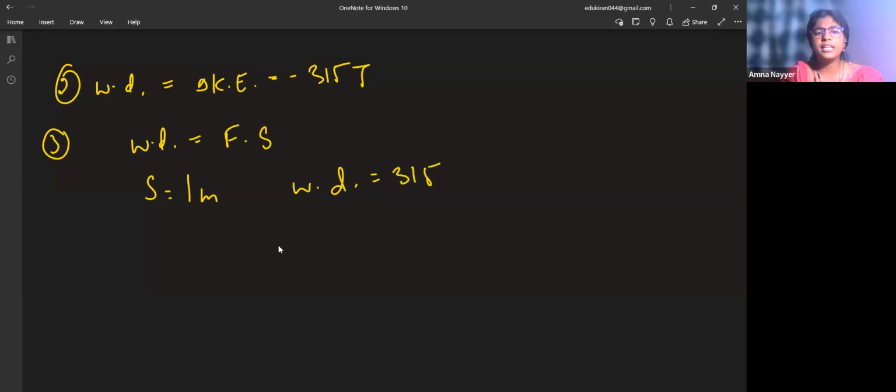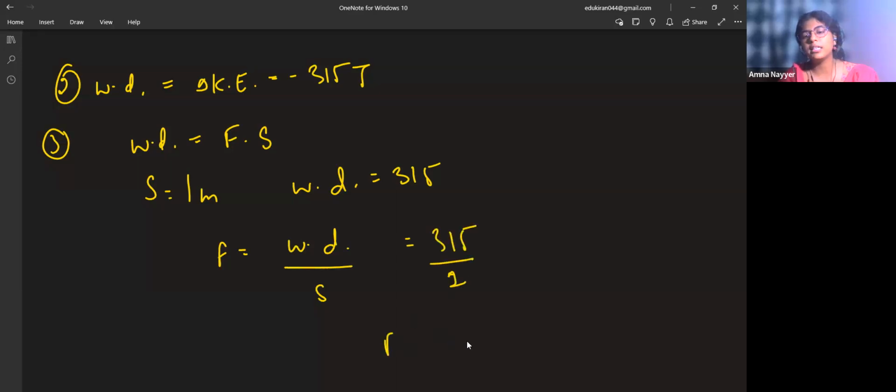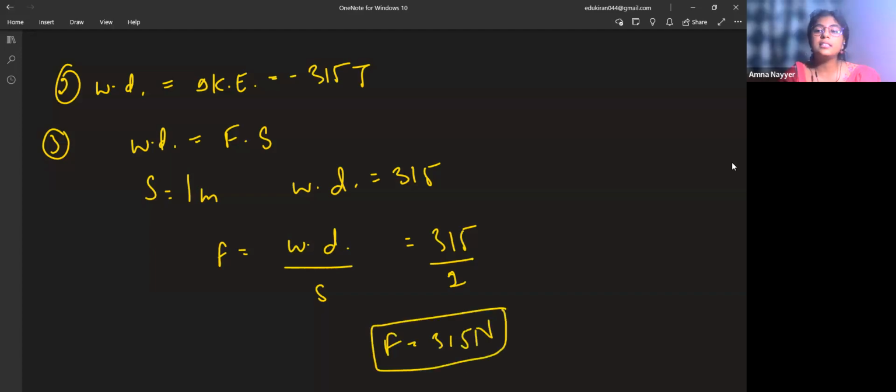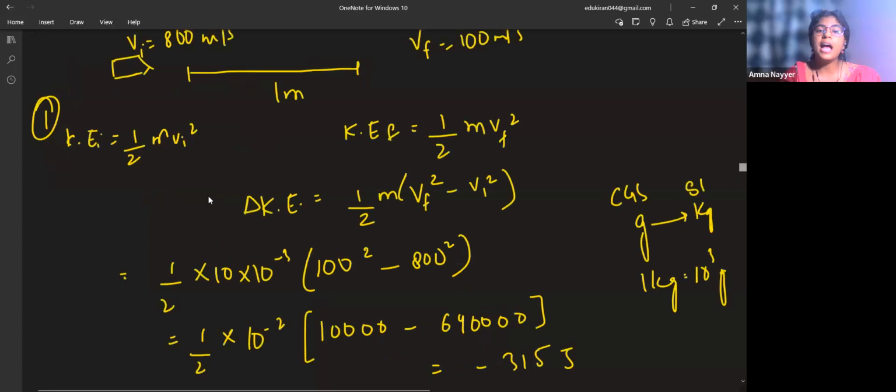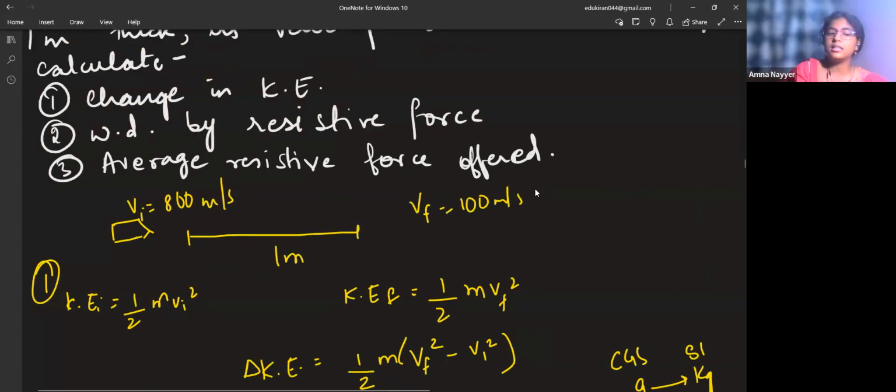So force is very easy. Force is work done divided by displacement. Work done is 315, displacement is 1. So force becomes 315 newtons. This is the average resistive force that has occurred. So the change in kinetic energy is the same thing as work done. Using work done and displacement, you have the average resistive force. That's why the thickness was given.